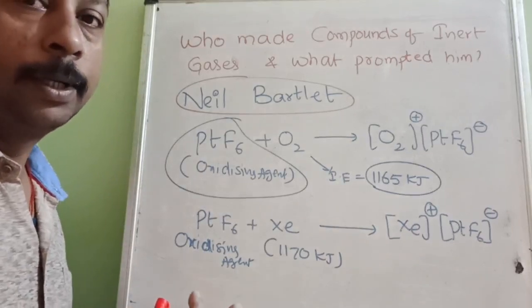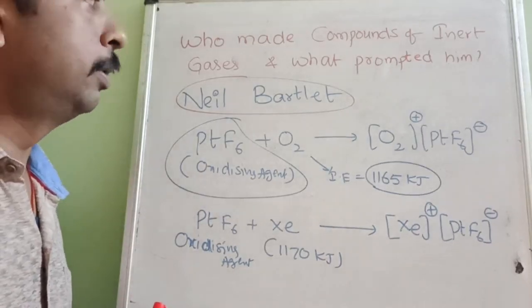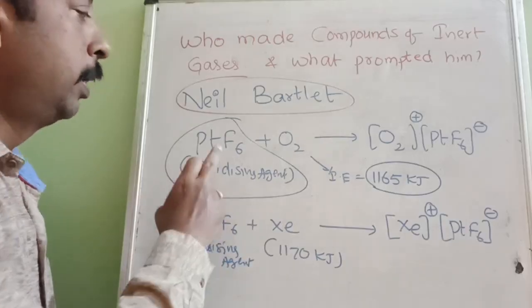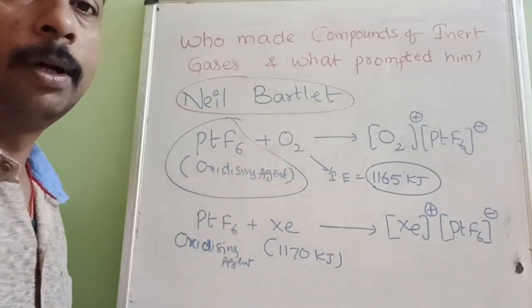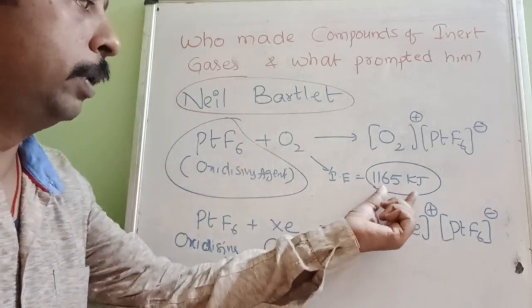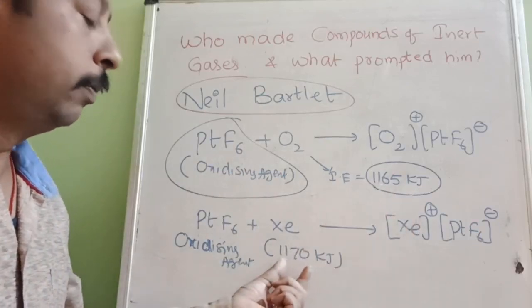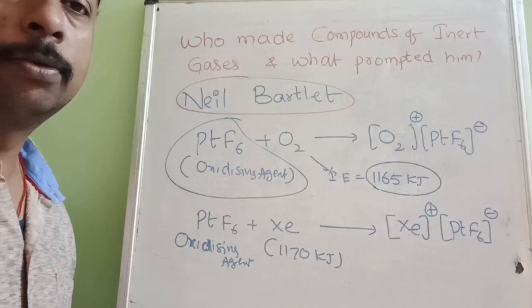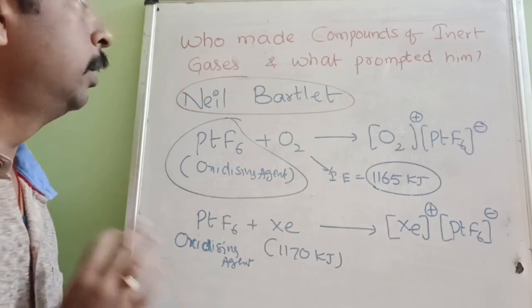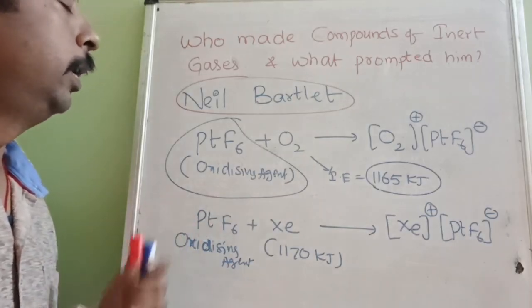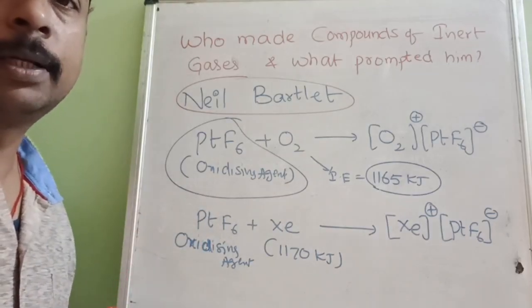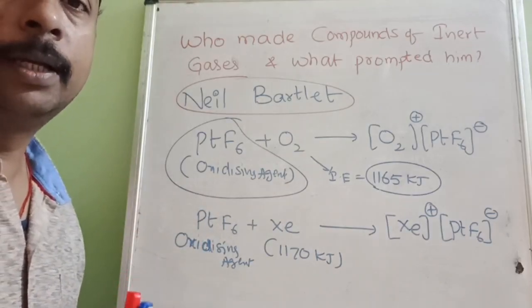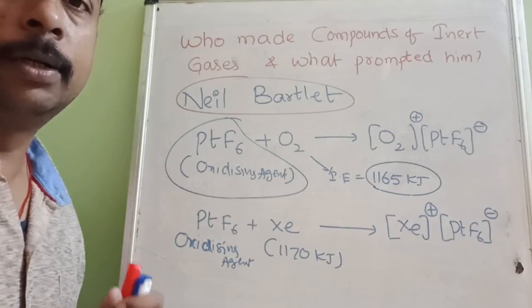Neil Bartlett is the person who prepared the compounds of xenon, and what prompted it was that platinum hexafluoride, PtF6, could oxidize O2. What is its value? 1165. And what is the xenon value? 1170. Is it understood? So these two, clathrate and this Neil Bartlett, are very important for objective questions. I hope you will get this question and the concept is clear to all of you.